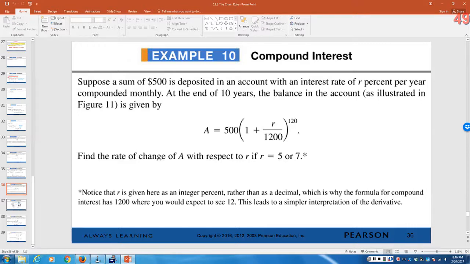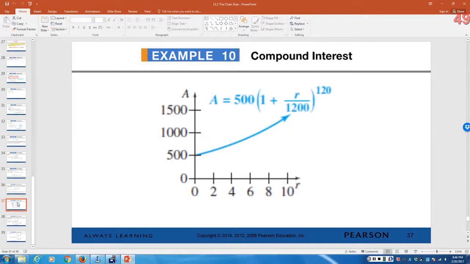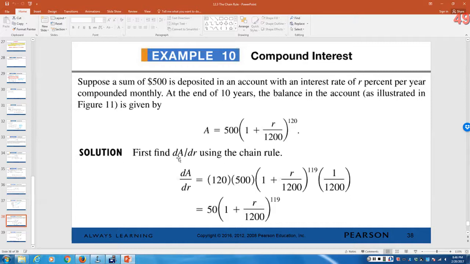Okay. Assuming that the 1,200 is right, and I'm not yet convinced that it is, you do know that compound interest does increase on a curve because it's got an exponent, it's not linear. We would need to find dA/dR. The way you take the derivative is here's your chain rule. The inside function is 1 plus R over the 1,200 that I think ought to be 120, and then the power is the outside part. And the 500 is just a multiplier.